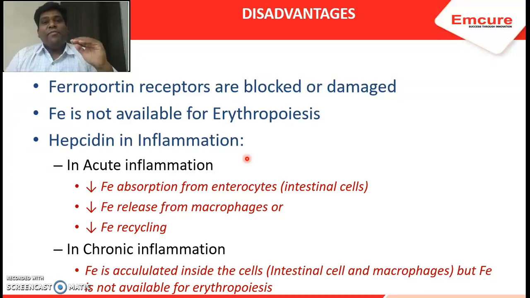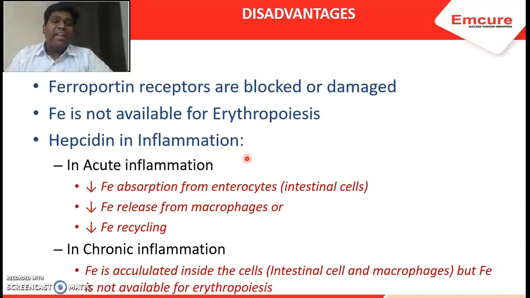When it blocks the ferroportin receptors on the cells, the iron availability for erythropoiesis also gets blocked. So the iron supply to the bone marrow is blocked, as a result of which erythropoiesis is now disturbed. This is what happens in inflammation. So in the backdrop of inflammation, the anemia becomes even more severe because iron is not going towards erythropoiesis or towards the bone marrow.